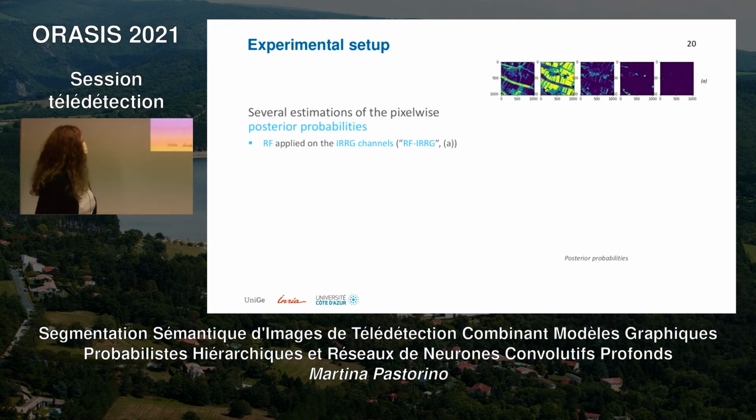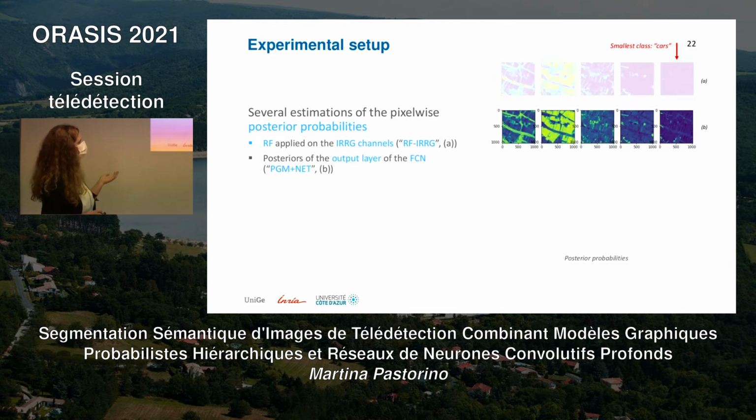It's a sort of concordance-discordance model. Several estimations of the pixel-wise posterior probabilities were considered as well for the base level of the quad tree. On the base level of the quad tree, we just had the original channels of the image, so the IRG channels. And since random forest is non-contextual, the results for the smallest class, cars, were not defined enough. Therefore, we proceeded with other formulations of the technique.